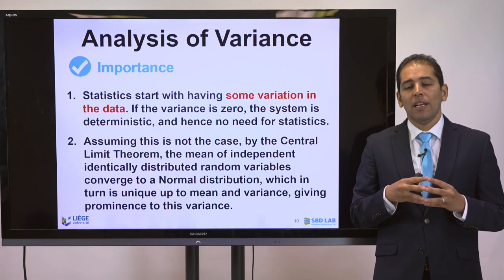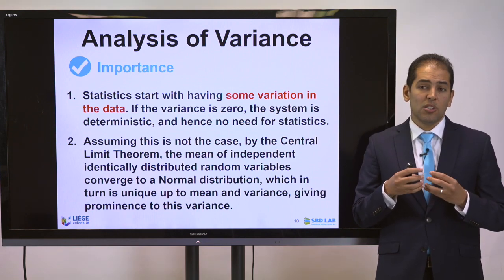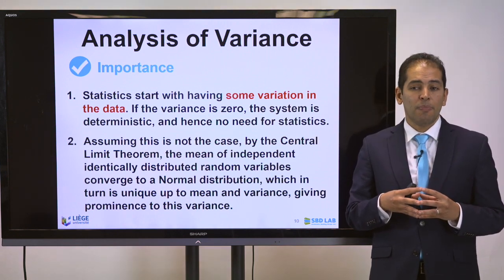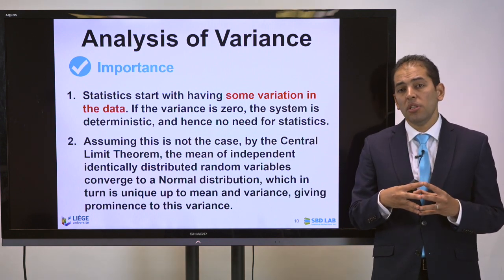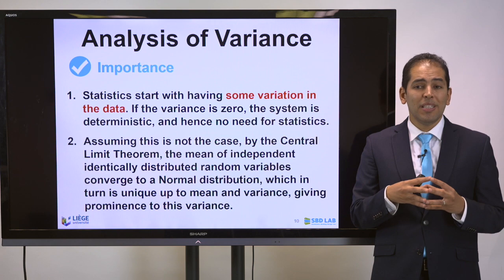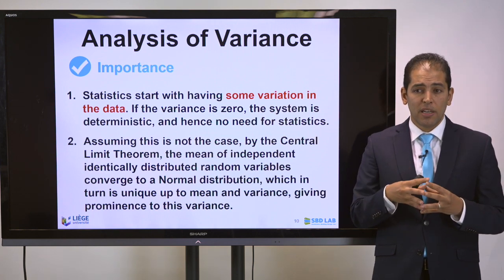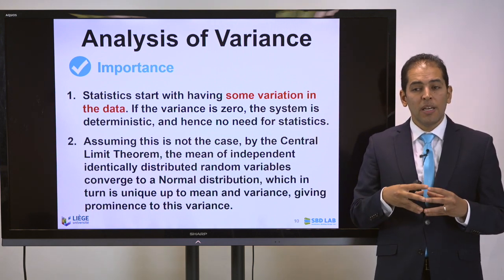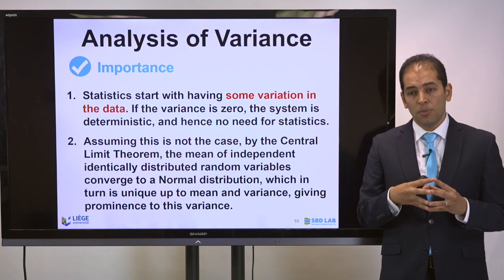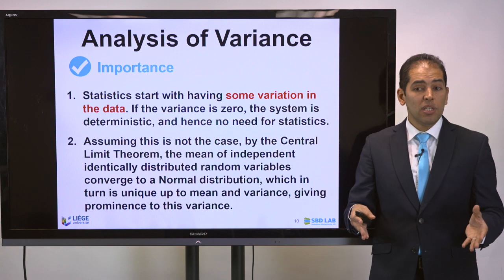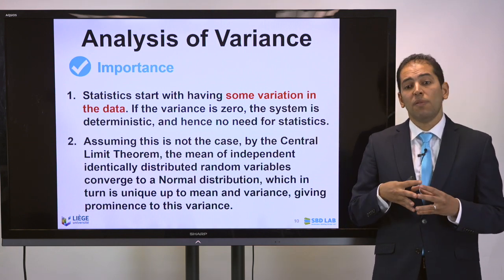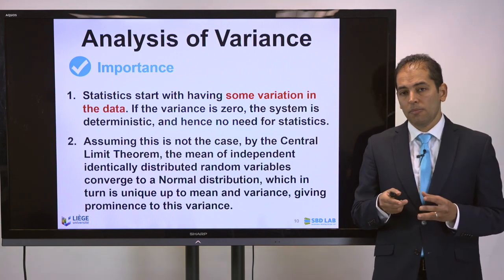Now, why is the analysis of variance important? Because statistics starts with having some variation in the data. If the variance is zero, the system is deterministic and hence there will be no need for statistics. So, assuming this is not the case and that we will have a variance, by the central limit theorem, the mean of independent identically distributed random variables converges to a normal distribution, which in turn is unique up to mean and variance, giving prominence to this variance.